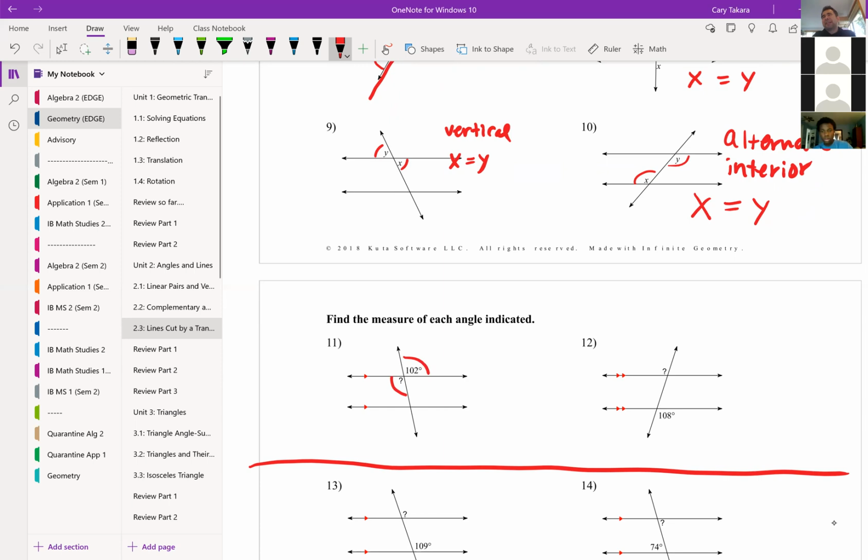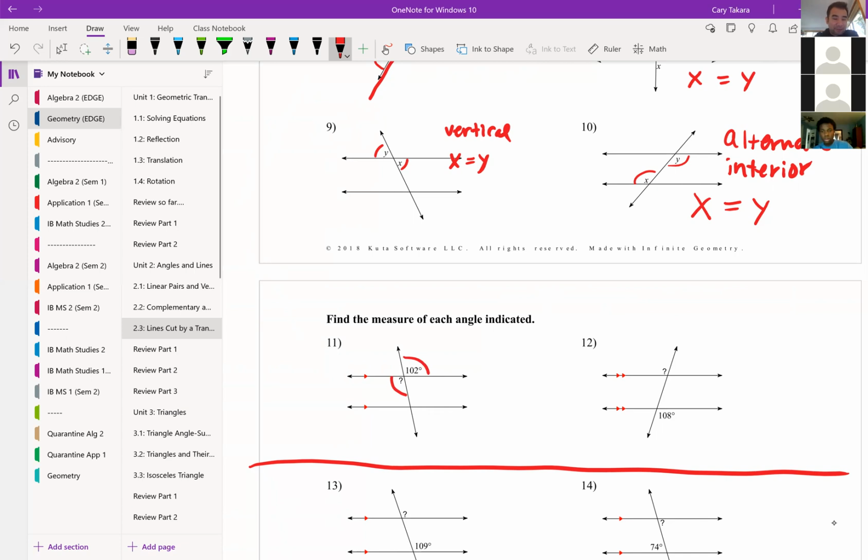Usually I don't really care about people memorizing the names and this and that, but the reason why I'm insisting you guys name it is because each name has a specific relationship, right? They are equal, or maybe they add up to be 180. So you have to be able to recognize that, okay? And so that's why I'm asking you guys the name.